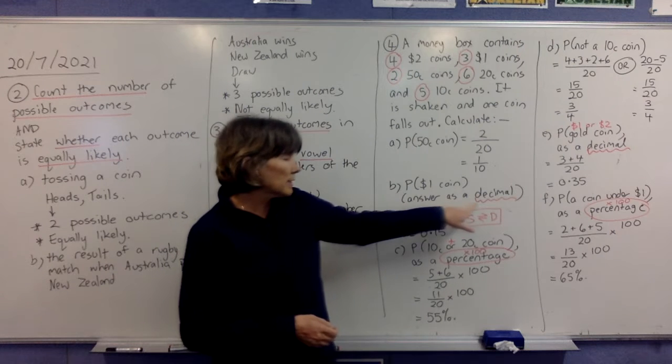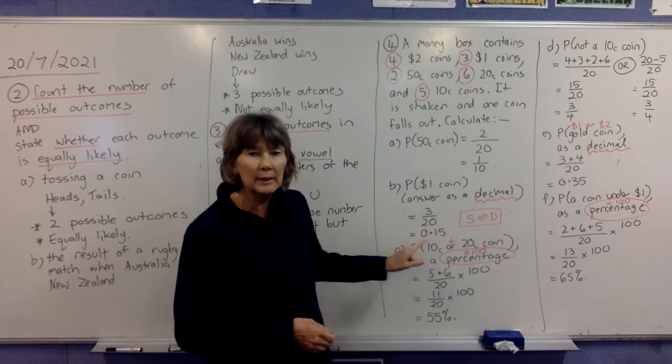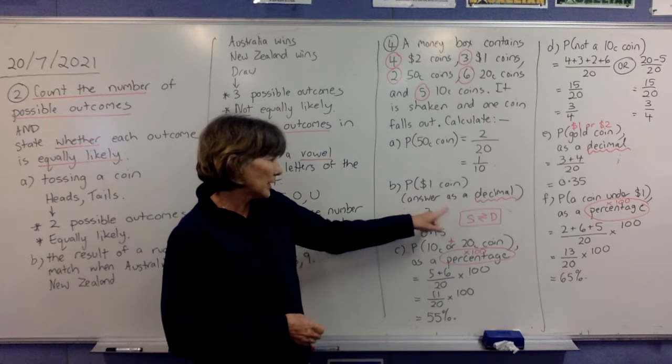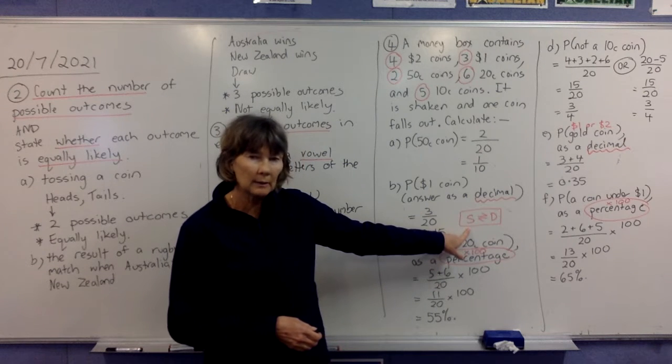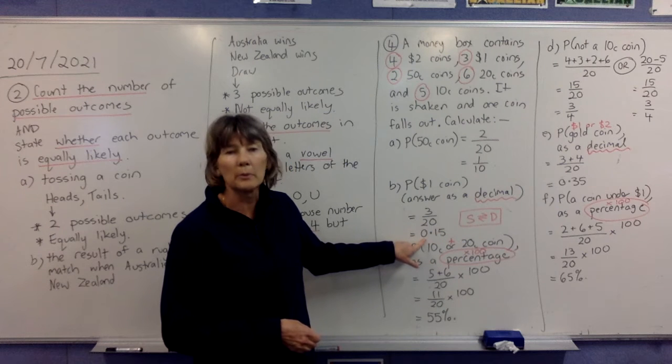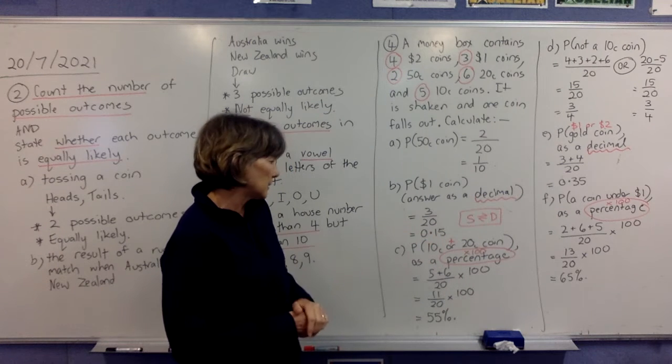Now this question says answer as a decimal. So we're not leaving it as a fraction this time. They want a decimal. So we're going to use the SD key on the calculator to change it to 0.15, and there's your decimal answer.